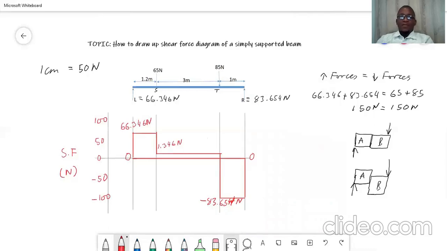Let me just remove this ruler now. So below here is negative, and we have plus and plus there. So good people, there it is, our shear force diagram. I hope by now you are comfortable with how to draw a shear force diagram.